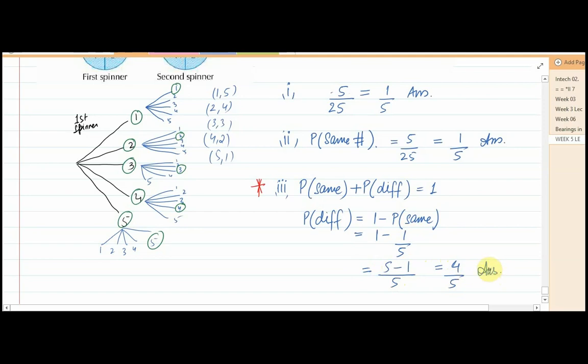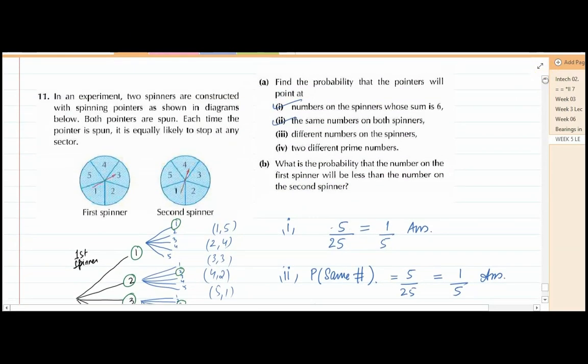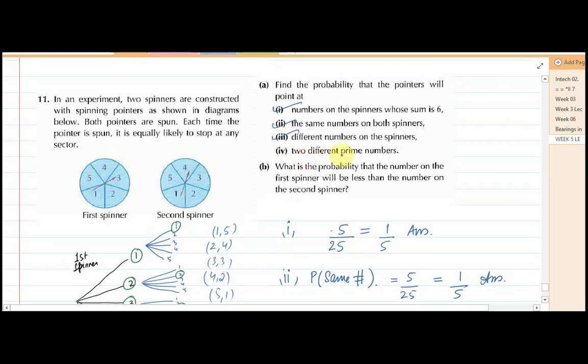So instead of counting all the possible options of different numbers, what I have done is subtract the probability of same numbers from 1 to get the probability of different numbers. Keep in mind that the probability of an event that it happens plus the probability of the same event that it won't happen is equal to 1. That is the same concept we have studied in last classes, and the same concept I have applied in this part. So moving on to the next part, after the third part, the fourth one, two different prime numbers.